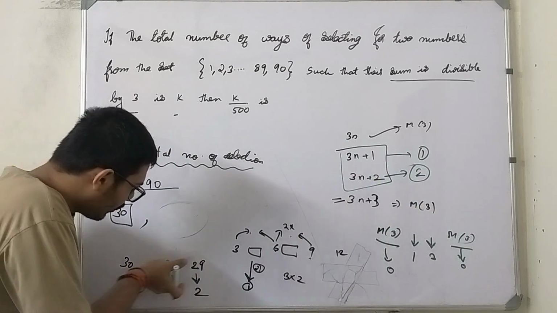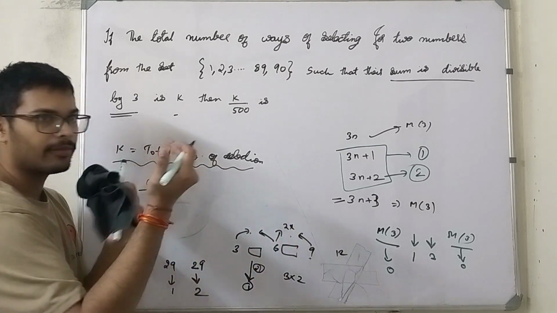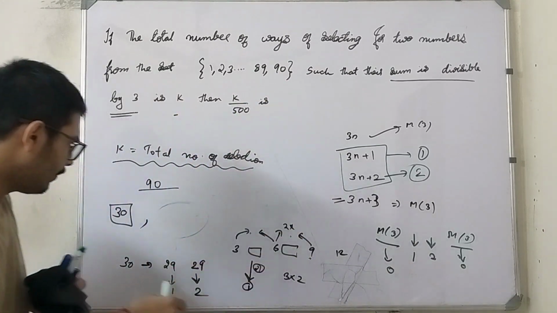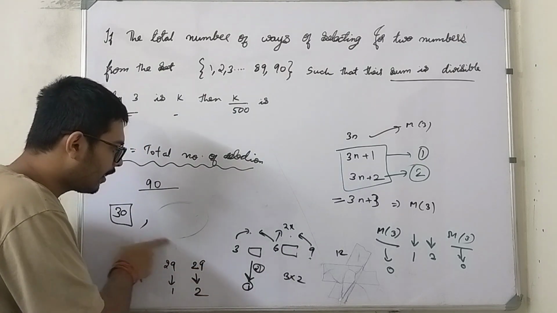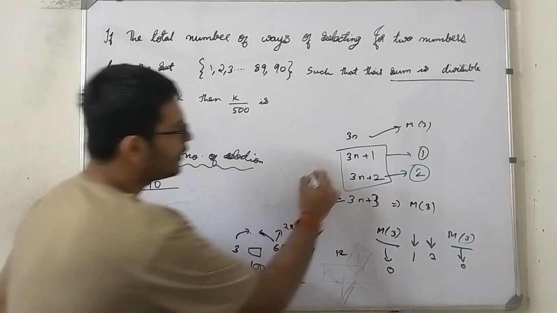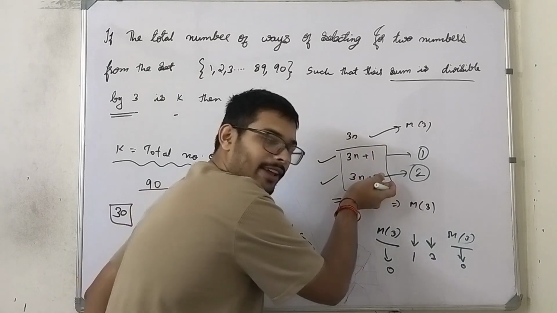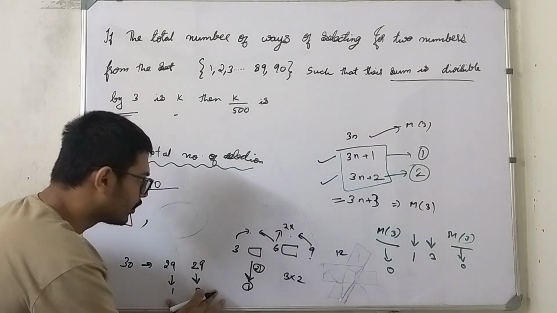Which means if you take 30 multiples of 3, how many intervals are in between? There are 29 intervals, in which two numbers consist in each interval of 3. One will give a remainder 1 and another will give a remainder 2, which means these are the two possibilities.